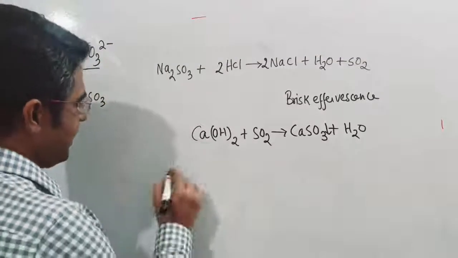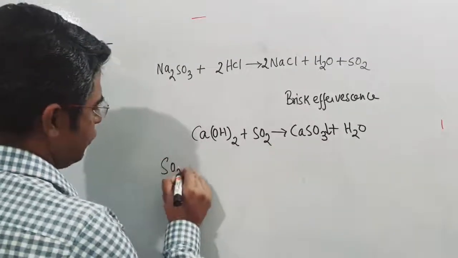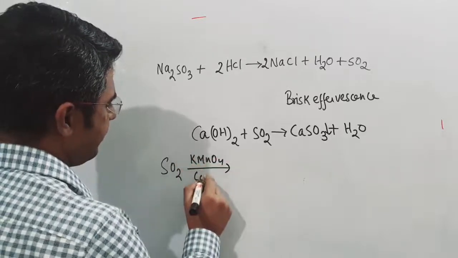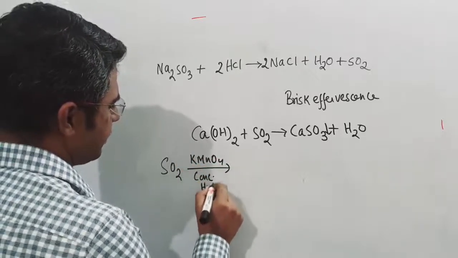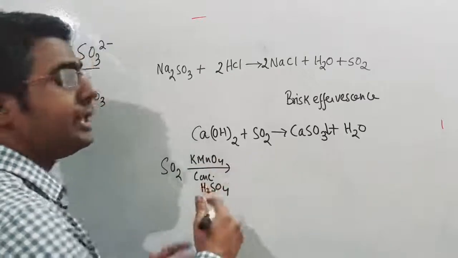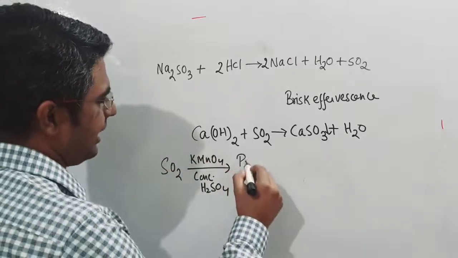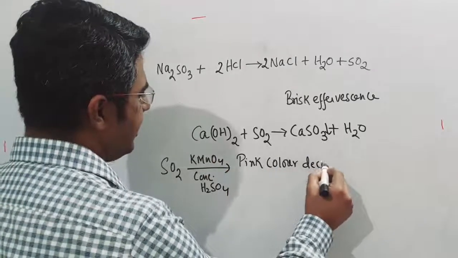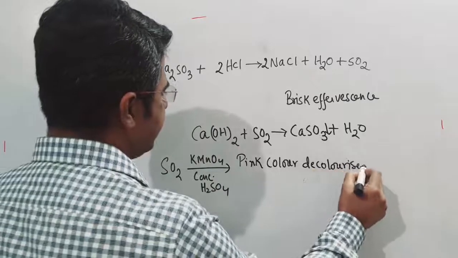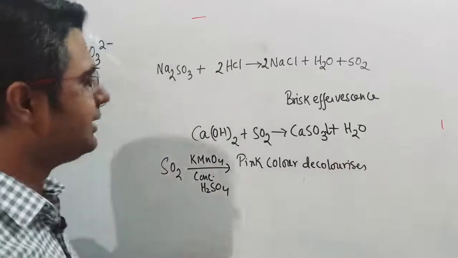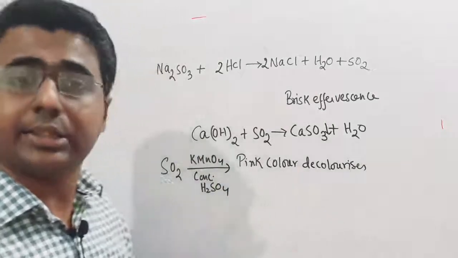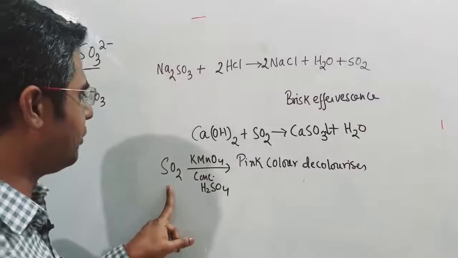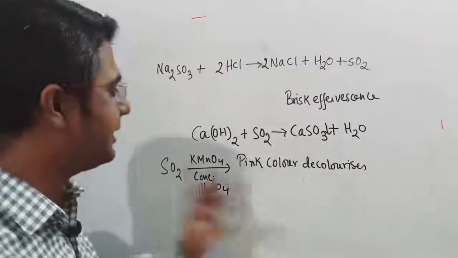Next is, if you pass this SO2 through acidified KMnO4, concentrated H2SO4, then this will change color. So pink color decolorizes, you can write pink color decolorizes. So this KMnO4 is having pink color and this gets decolorized. Detailed reaction we will do in another part. We are not going to do the detailed reaction of SO2 and KMnO4 concentrated H2SO4 in this part.